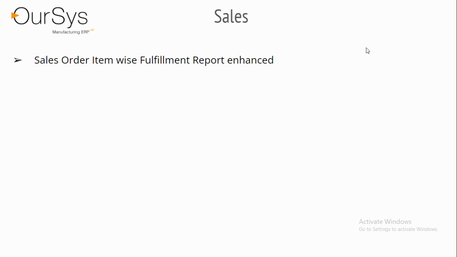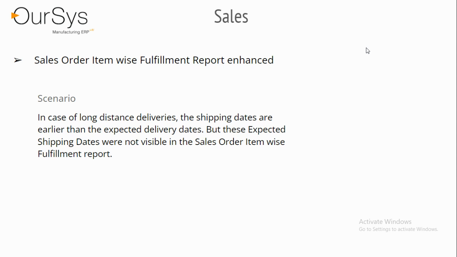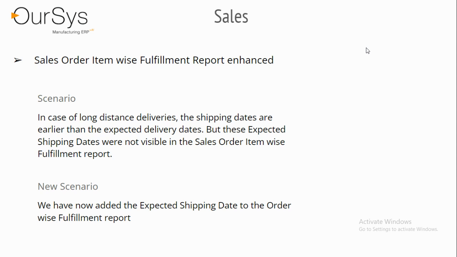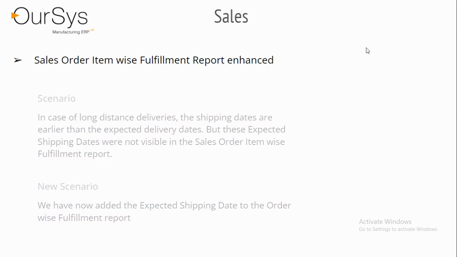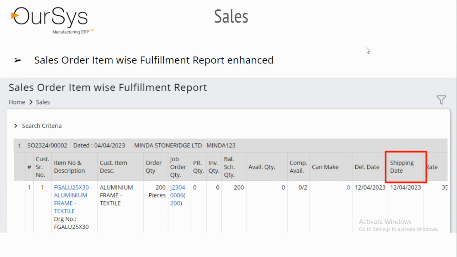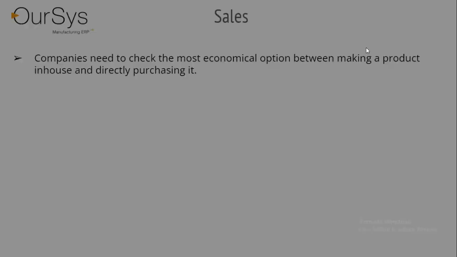The next change we have done is in the sales order itemized fulfillment report. We have enhanced this report by adding a column of the shipping dates. Initially we had the delivery dates in this report, but for the longer shipping we did not know what would be the expected shipping date. So now we have added this column for you as a user to get the details about when is the shipping date on the sales screen with the delivery date.